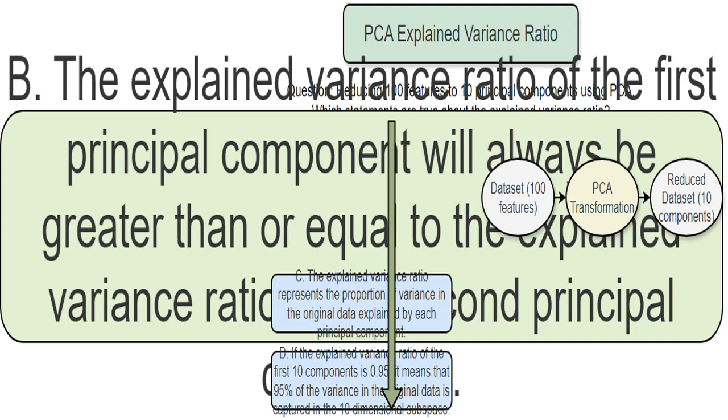This is also true. PCA cleverly orders the principal components, starting with the one that explains the most variation. The first component grabs the biggest piece of the pie, followed by the second, and so on. It's like greedily taking the largest slices first.